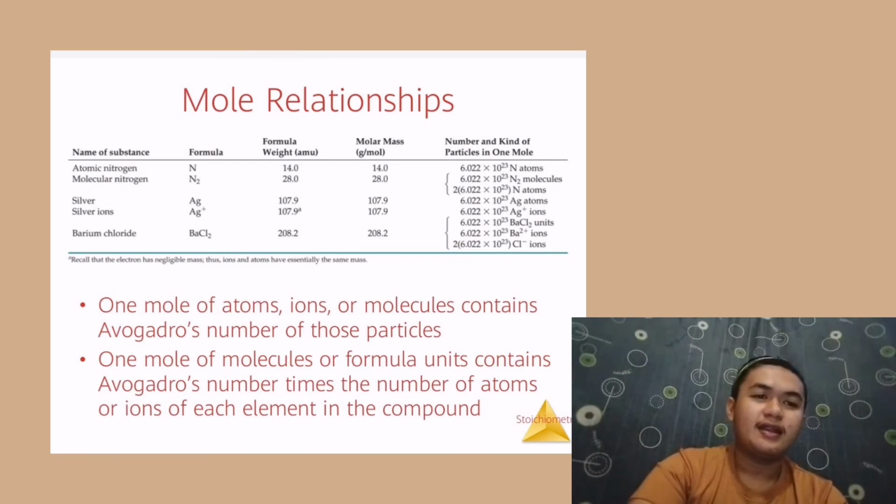Mole relationships. One mole of atoms, ions, or molecules contains Avogadro's number of those particles. One mole of molecules or formula units contains Avogadro's number times the number of atoms or ions of each element in the compound.